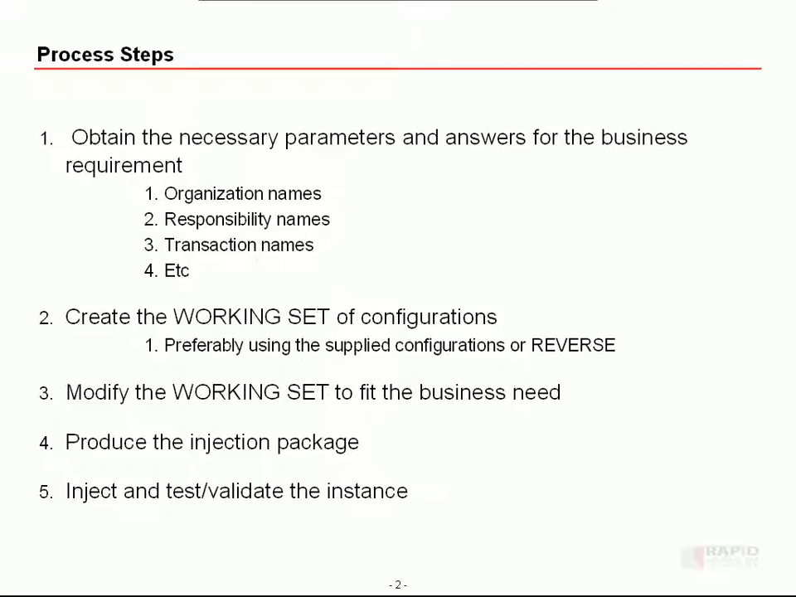There is an easy way to do that, but that is what we call modifying the working set to fit the business need. There may be other changes you need to make, and we'll have a look at how they can be done. But when all of the changes are finished, we're ready to produce a package, an injection package. Once that package is ready, we can then start processing that package and having it configure the Oracle application. So let's have a look at a little more detail about these steps.